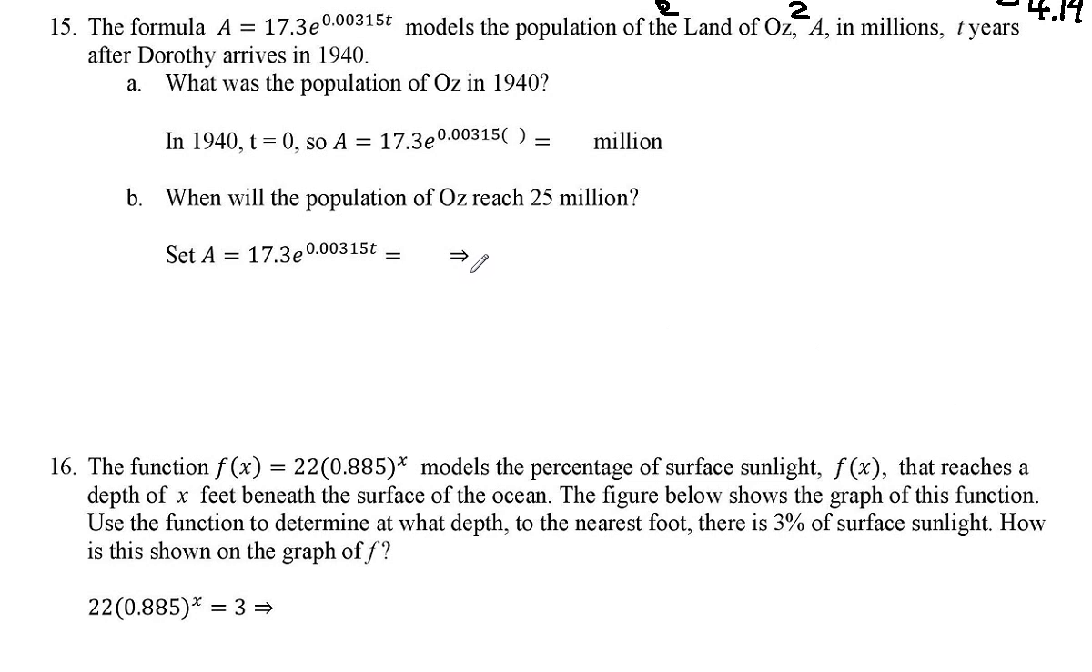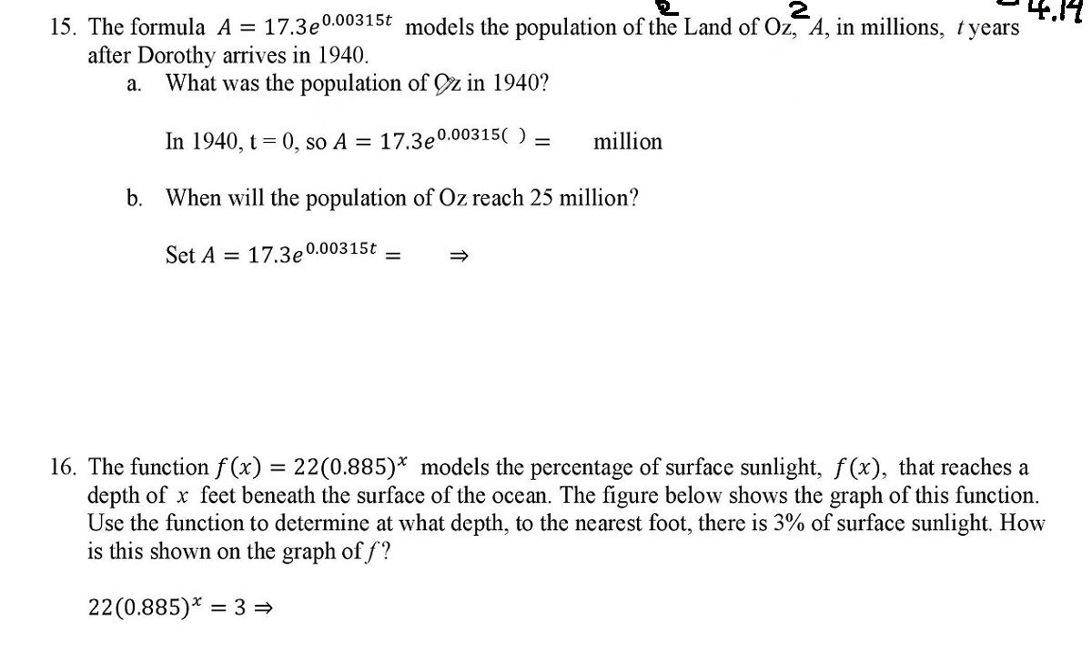All right, problem number 15. We are given the formula A is 17.3 e to the 0.00315t. That models the population in the land of Oz. A is our population in millions, and t is t years after Dorothy arrives in 1940. So going on a little trip to Oz.